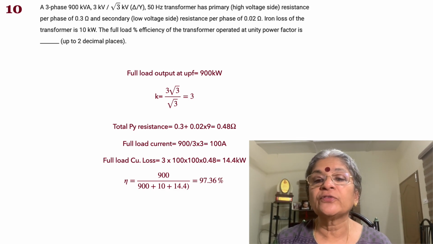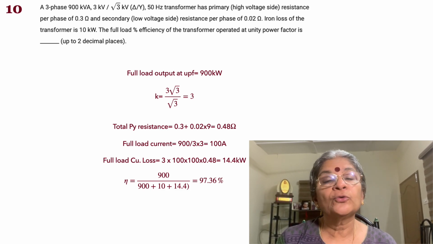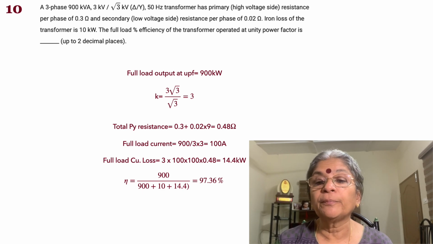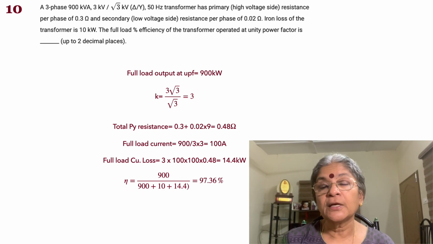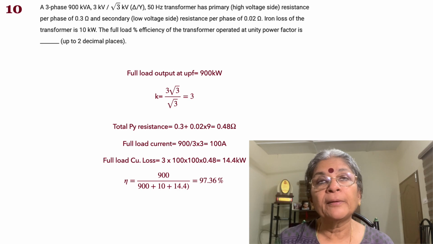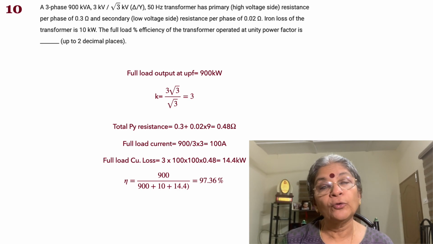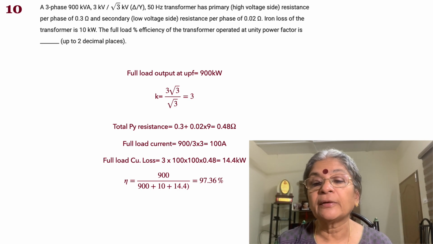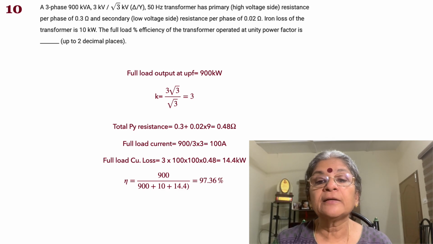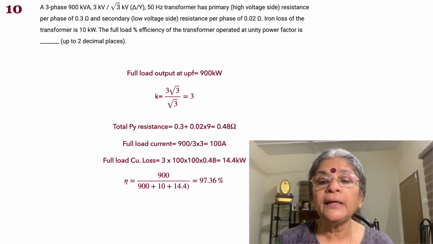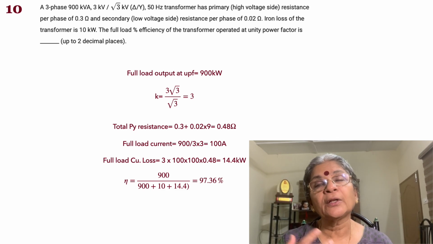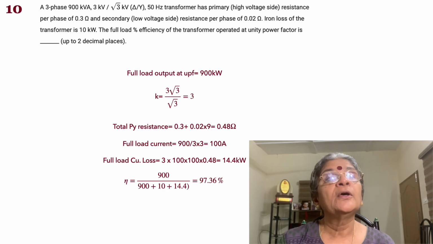The full load percentage efficiency of the transformer operated at unity power factor is what? Now we have full load output at unity power factor as 900 kilowatt, because 900 kVA multiplied by 1 for unity power factor, and by another 1 for full load, gives 900 kilowatt. And K is given by 3 divided by root 3 by root 3, that is 3 by 1, because the secondary phase voltage is 1. So K is equal to 3.